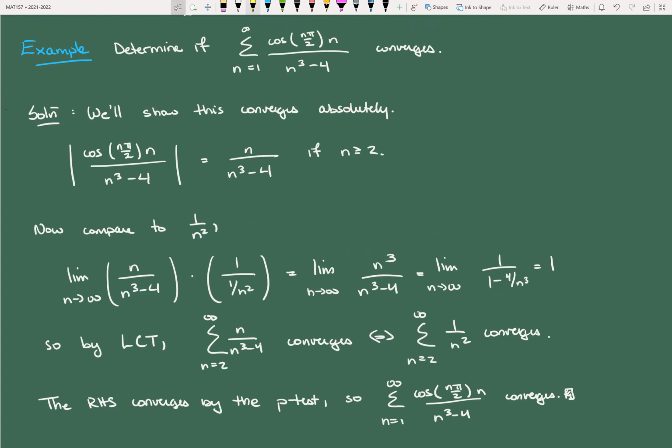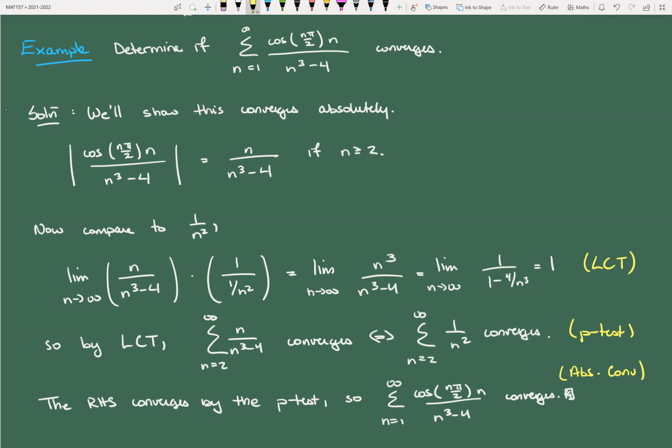How many tests did we use here? We used the limit comparison test, then the p-test, and then absolute convergence. In order to prove this, I utilized three tests: the limit comparison, the p-test, and now absolute convergence. So you can see that they can start to stack up, where you might need to use them multiple times. And that's totally fair game.